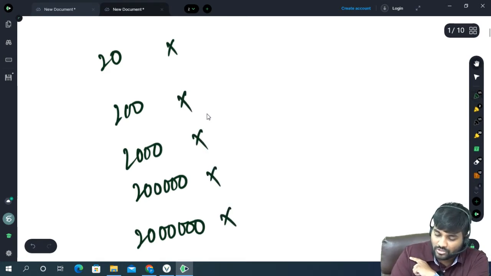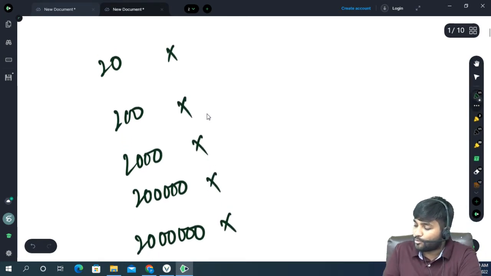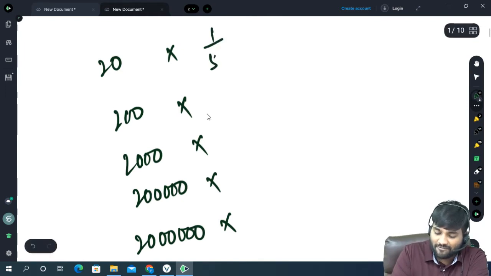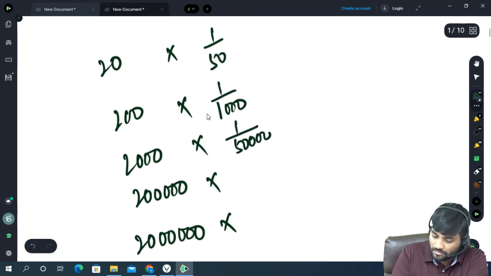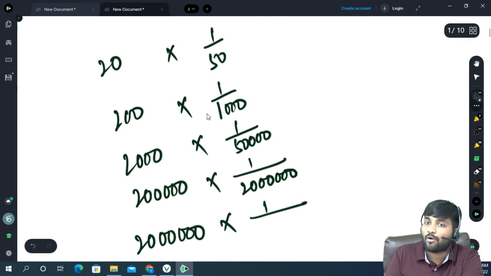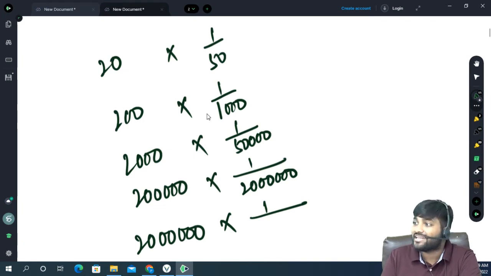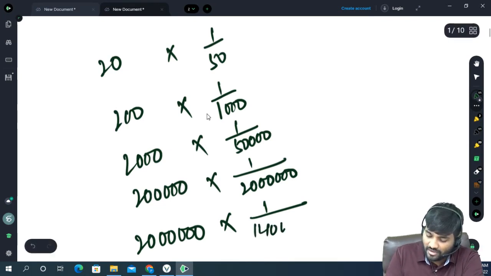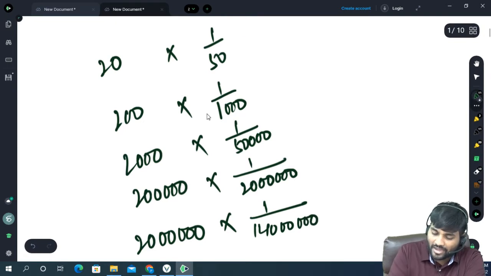Now if you see, probability of winning is what? 1 by 50, 1 by 1000, 1 by 50,000, 1 by 20 lakh, and 1 by 14 million. How much is 14 million? 140 lakhs. So 14,000,000.